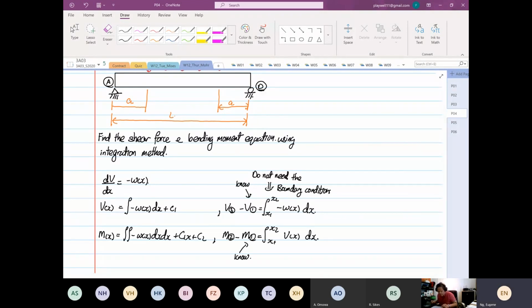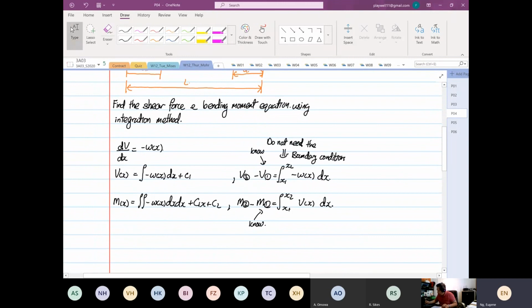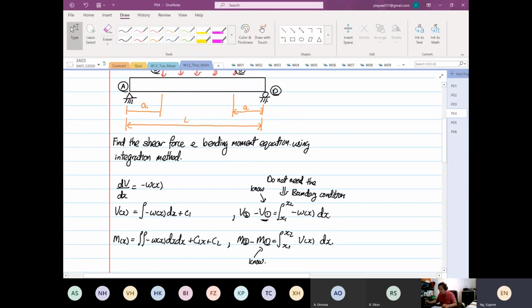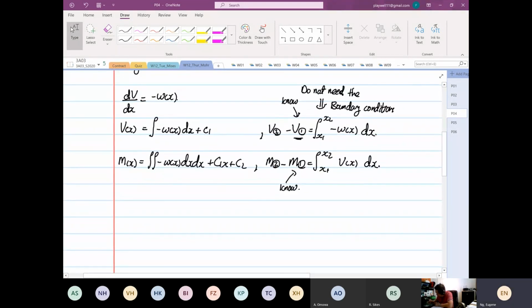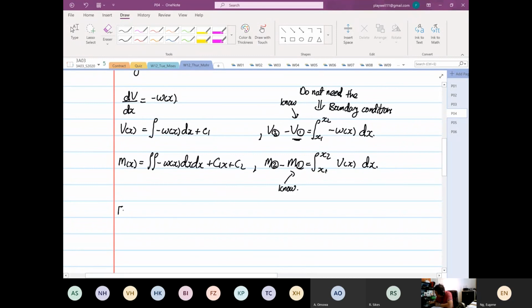Okay, so from here, we're going to find, okay, so the first thing we have to know is our V1, or at this stage at point A. So for this problem, we have to find the reaction at point A and point D.